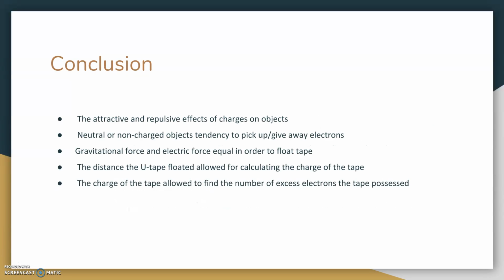So in conclusion, the attractive and repulsive effects of charges on objects were observed in this lab. We also saw that neutral or non-charged objects have a tendency to pick up or give away electrons. Also, we saw that gravitational force and electric force are equal and opposite in order to make the tape float. The distance the U-tape floated allowed for calculating the charge of the tape, and the charge of the tape also allowed us to find the number of excess electrons that the tape possessed.